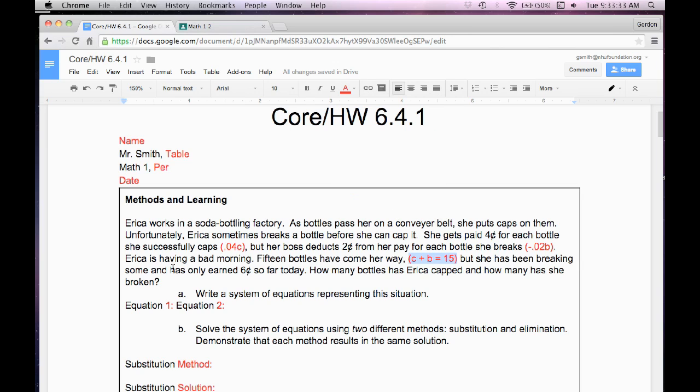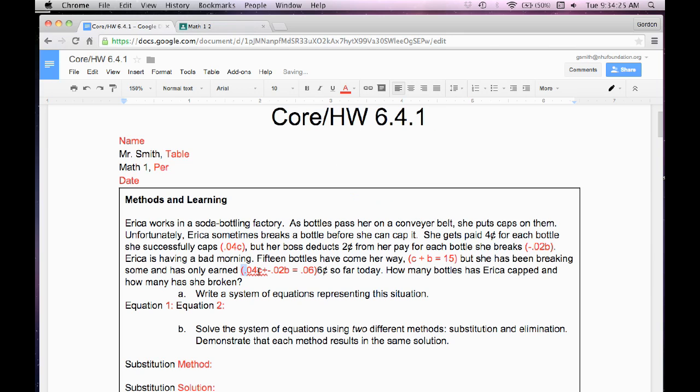But she has been breaking some and has only earned 6 cents today. Okay, what we could say is that this, 4 cents for every one she caps plus 2 cents that she loses for every one she breaks makes a total of 6 cents. So here's our third equation. It's going to be that expression. Excuse me. It's going to be this plus this is equal to 0.06, which is 6 cents. There we go.